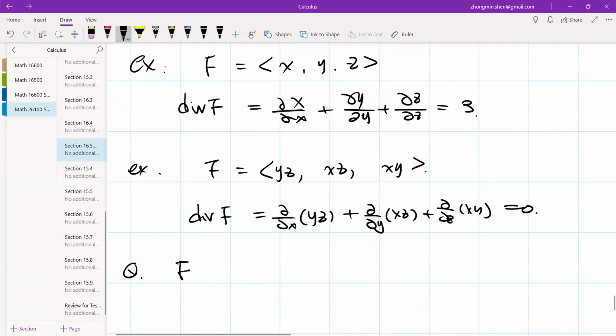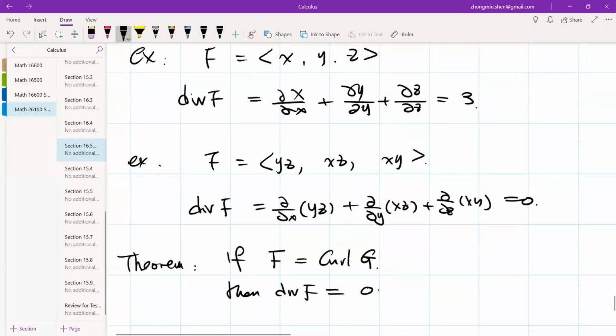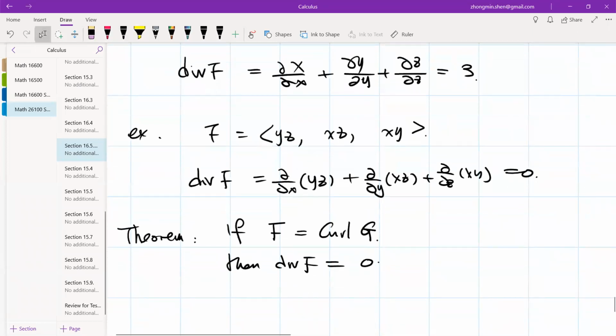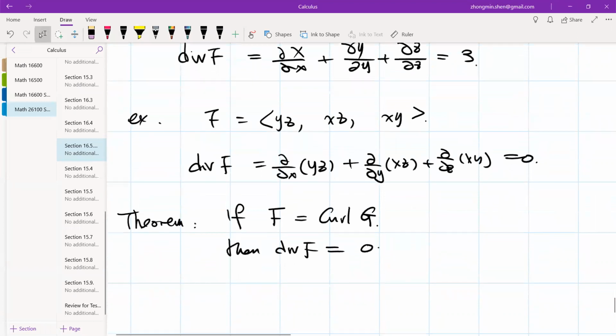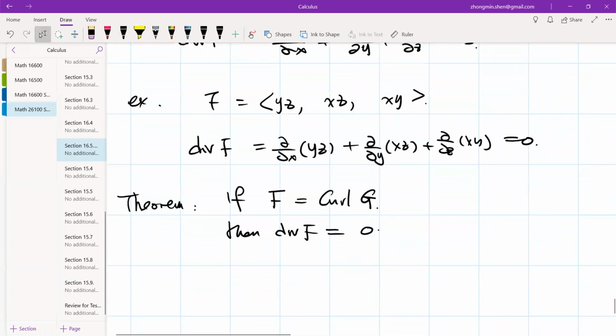The next problem is, for a vector field, we have the following theorem. If the vector field F is the curl of another vector field G, then the divergence of F must be 0. Wow. But this is just a necessary condition. It's not necessarily sufficient.